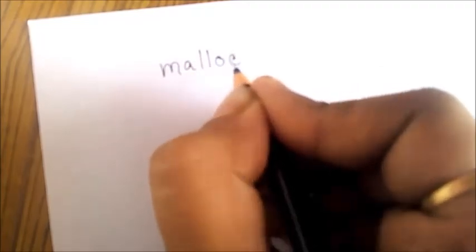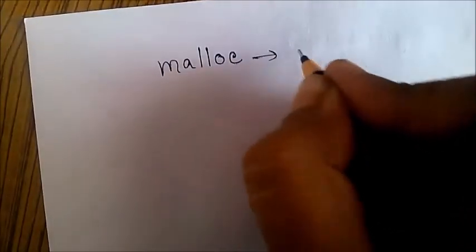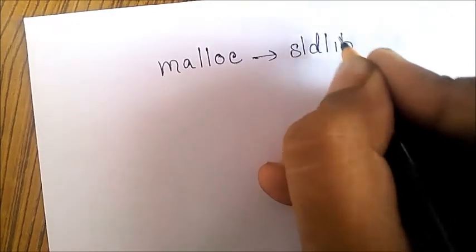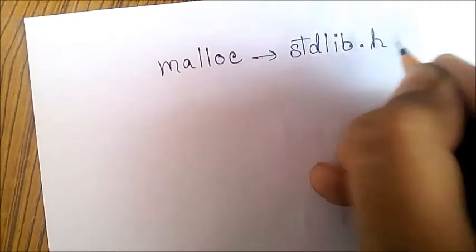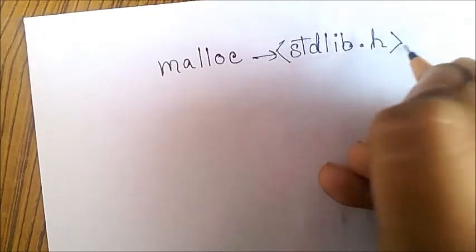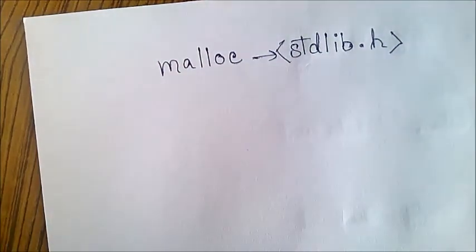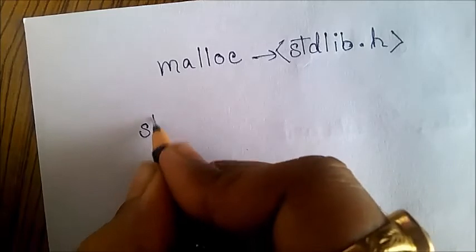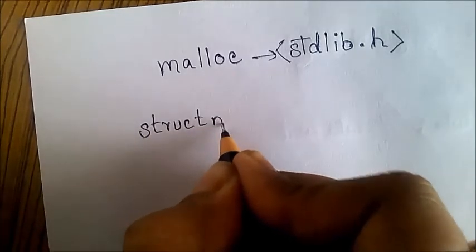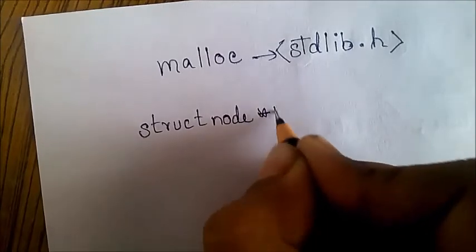Until now we have seen how to define a singly linked list. Now I am going to show you how to allocate space for a node. For this we are going to need a function named malloc, which belongs to the stdlib.h header file. For allocating space for a node, we are again going to need a pointer of struct node type. So let us take the pointer struct node star p.